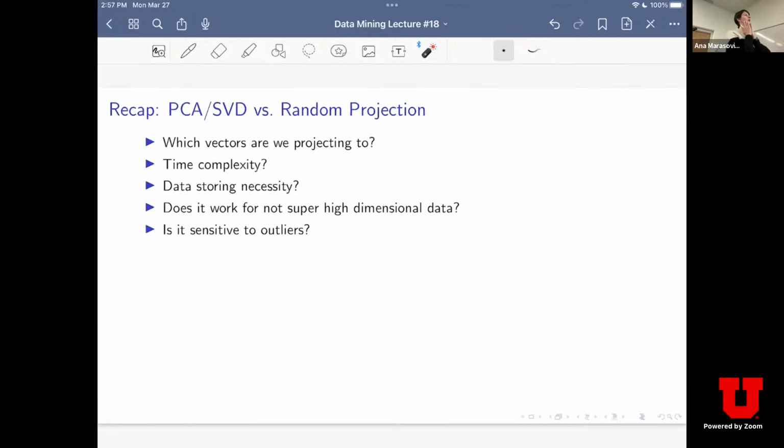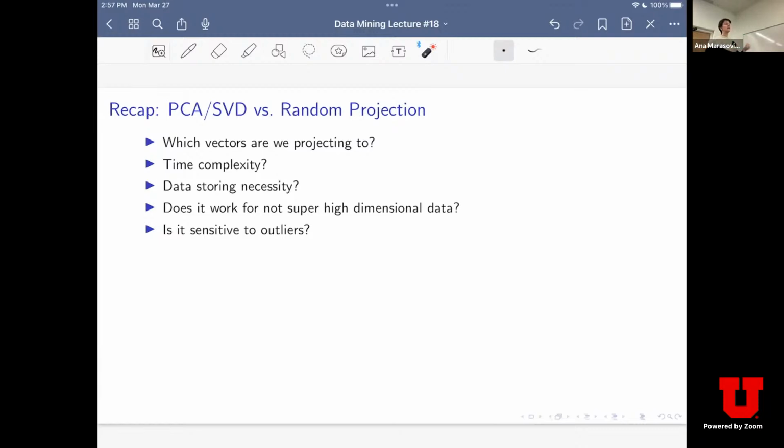So let's go over a little bit the differences between PCA, SVD and random projection. As we have just seen with random projection, the vectors we are projecting to are those that are randomly drawn from either a Gaussian distribution, or we construct them by this sparse method.